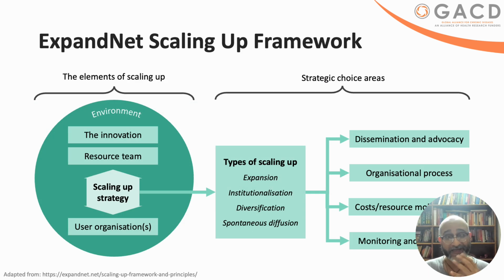ExpandNet scaling up framework is another example of a scale up framework. It consists of 5 elements inside the oval that you see on the slide, with the scaling up strategy as the centerpiece and 5 strategic choice areas which you see in the boxes outside the oval. This framework is guided by 4 key principles, and these are: 1. Systems thinking; 2. A focus on sustainability; 3. The need to determine scalability; and finally, and very importantly, respect for diversity in terms of gender, equity, and human rights principles.